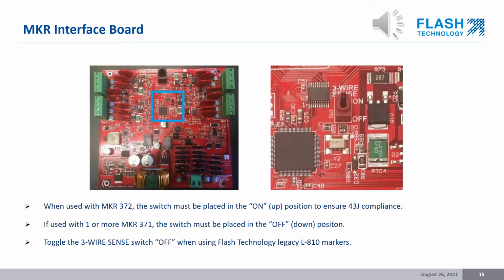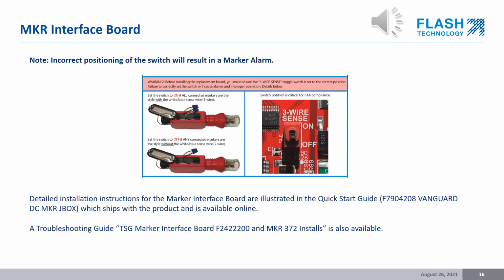The Marker Interface Board is also compatible with other legacy L810 markers supplied by Flash Technology. The 3-wire sense select switch will be toggled to the off position when using these markers. Please note the incorrect positioning of the sense switch will result in a marker alarm. Detailed instructions to install a Marker Interface Board in each configuration are illustrated in the Quick Start Guide, which ships with the product. A troubleshooting guide is also available to facilitate trouble-free installs.